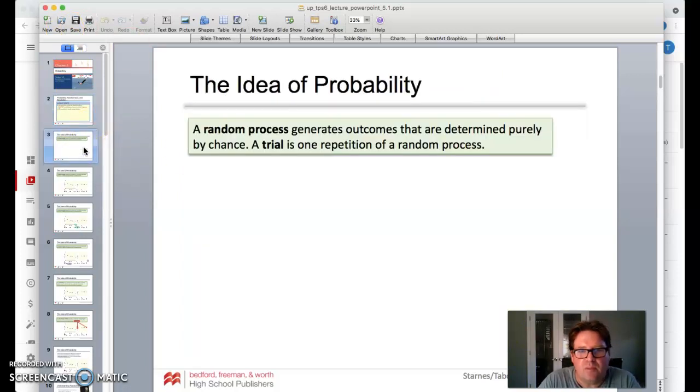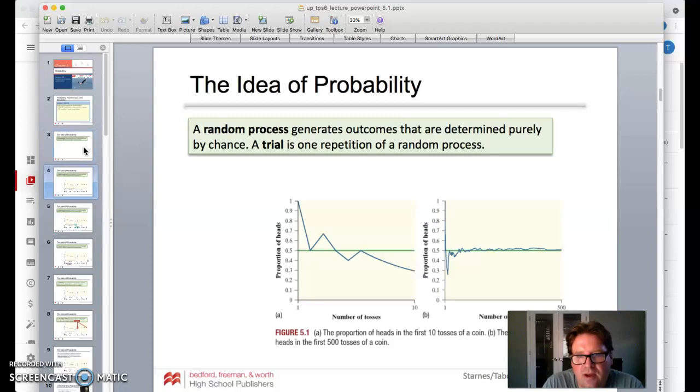A random process generates outcomes that are determined purely by chance, and a trial is one repetition of such a random process. We can see here, as we look at the graphs, the proportion of heads in the first 10 tosses. Okay, so 10 tosses, those are what we have. And then, of course, the proportion of heads in the first 500 tosses of a coin are listed here.